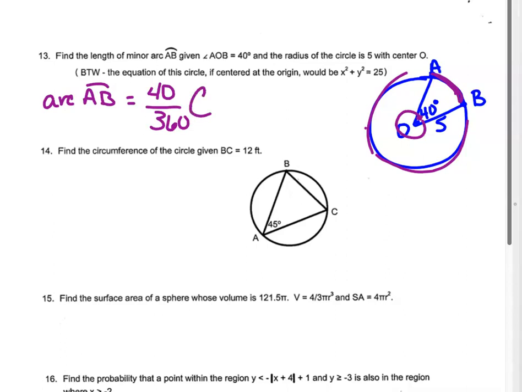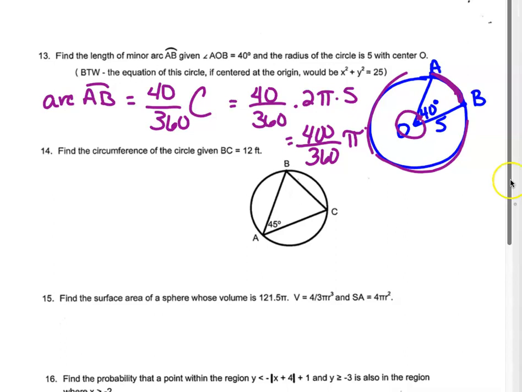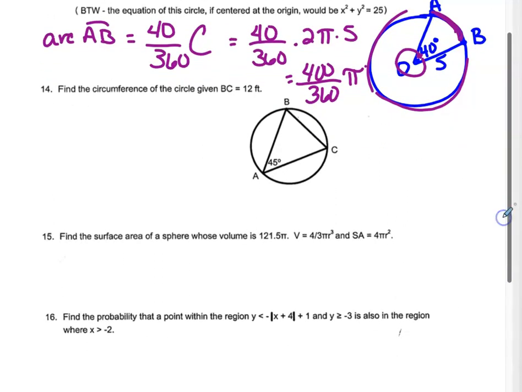And our circumference is 2 pi r. So we have 40 divided by 360 times 2 pi, and our radius was 5. Multiplying that, 2 times 5 would be 10, times 40 would be 400. So we have 400 divided by 360 times pi. We could reduce that. We can divide out a 40 from each one. So we'd have 10 pi divided by 9 for a reduced arc measurement.